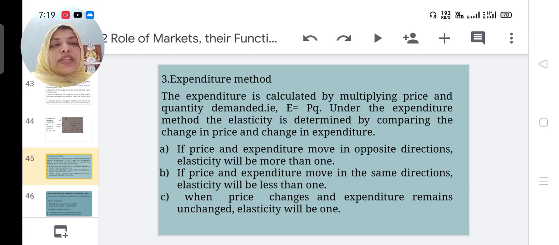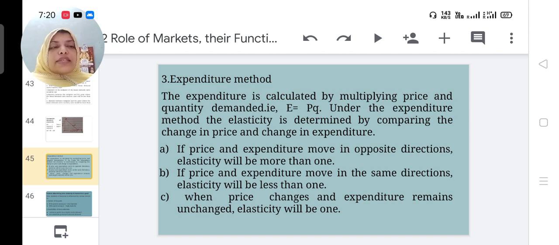Then the expenditure method. The expenditure is calculated by multiplying price and quantity demanded, that is E equal to PQ. Under the expenditure method, elasticity is determined by comparing change in price and change in expenditure. If price and expenditure move in the opposite direction, elasticity will be more than 1.